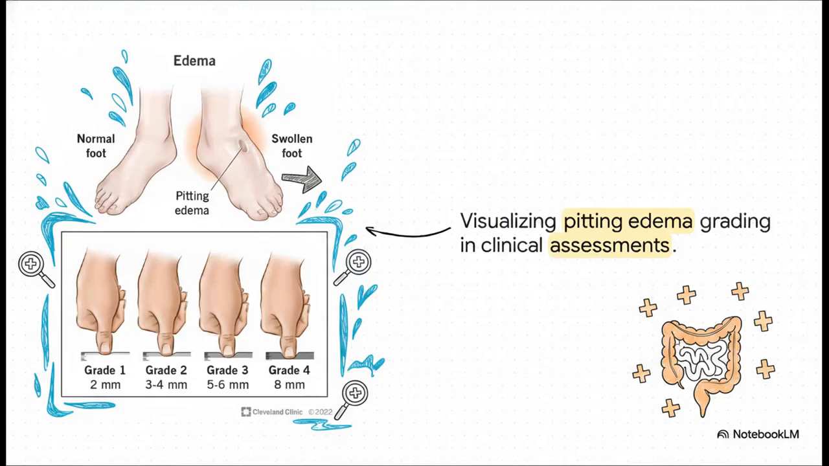Because those fluid shifts and electrolyte imbalances are such a huge risk during recovery, we have to look for physical signs that the body isn't handling the fluids well. Take a look at the pitting edema grading scale. When water moves out of the vascular space and into the surrounding tissues, you get this swelling. By pressing a finger into the skin, clinicians can grade the depth of that indentation, anywhere from a grade 1 up to a grade 4. It gives us a direct, visual sign of fluid retention and potential renal or cardiac overload.